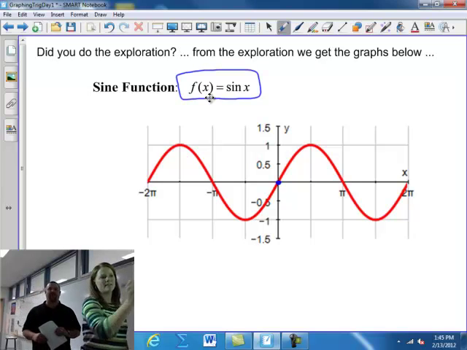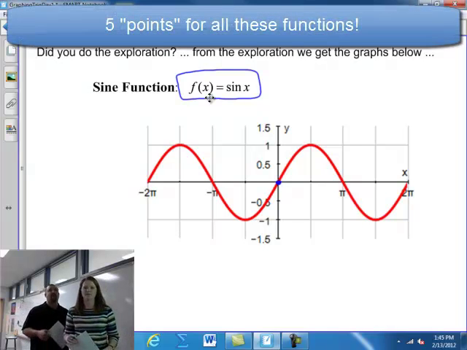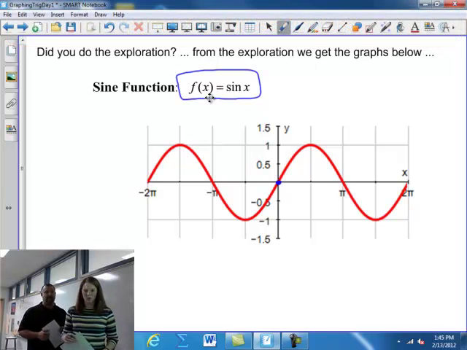I don't know if you remember earlier in the year we did transformations of graphs, all of our parent functions. Yes. Sine and cosine were one of them, but all we had to do was match them. We never graphed anything with them. Well, we're back, and so we're going to do a whole lot with sine and cosine now.